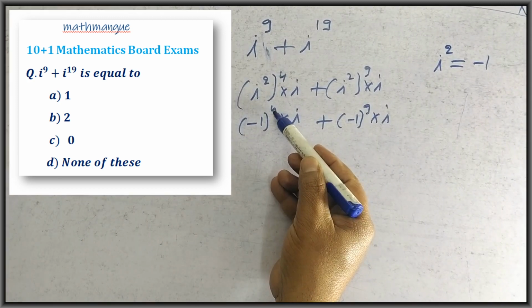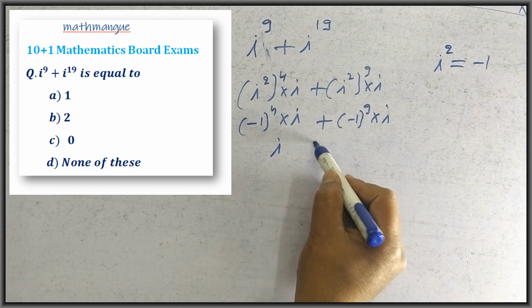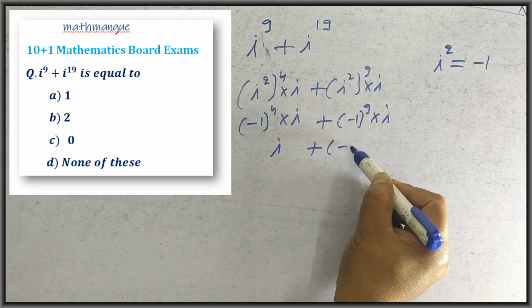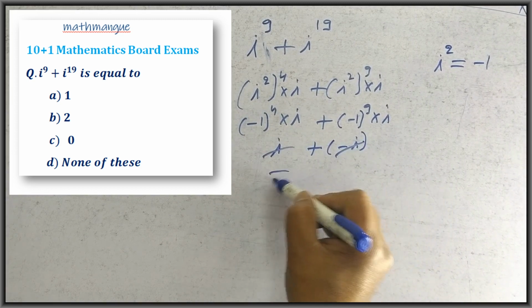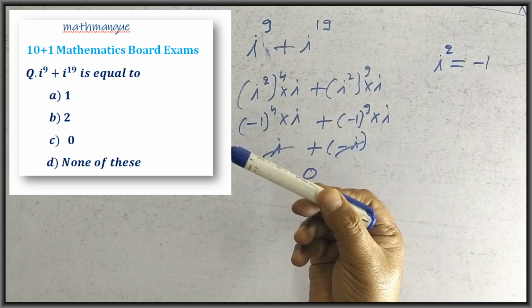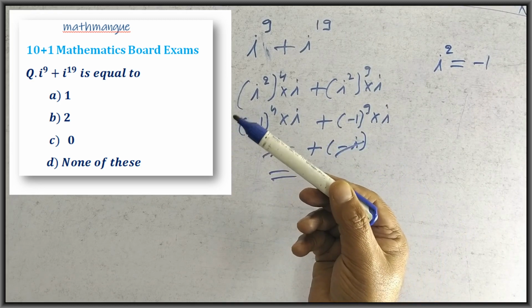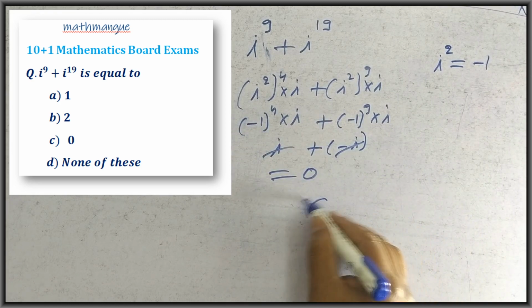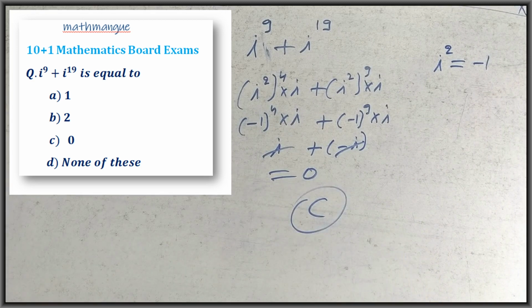See children, if you have an even power it will come as positive, and an odd power will come as negative. They cancel out, so the answer is 0. So the answer to this question is C part. This is a very easy question children. So I hope you have understood it.